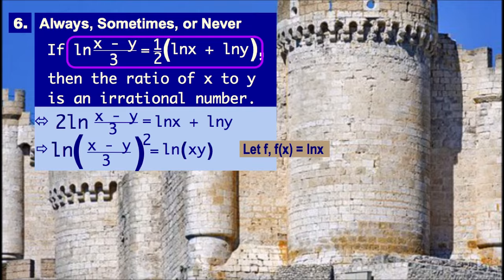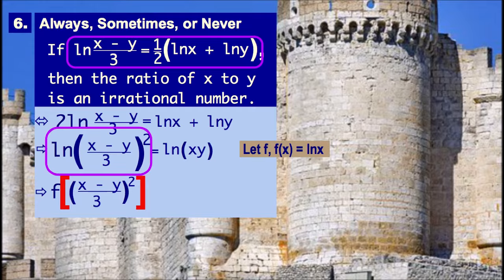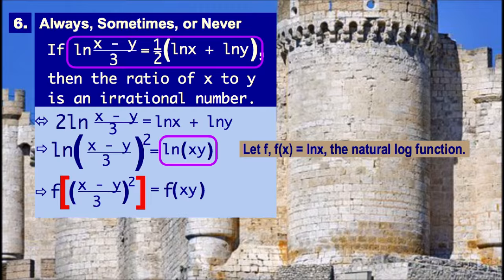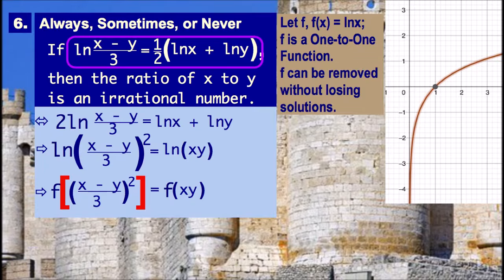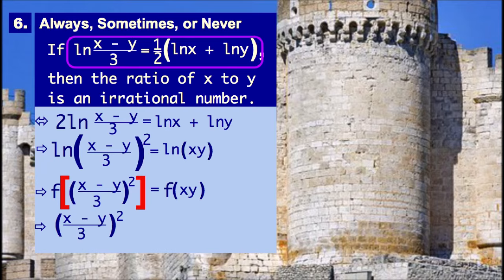Let f, where f of x equals natural log of x. Thus, f of ((x minus y)/3), everything squared, equals f of xy. f is a one-to-one function, because natural log is a one-to-one function. So we can remove f without losing any solutions. Thus, ((x minus y)/3) squared equals x times y.